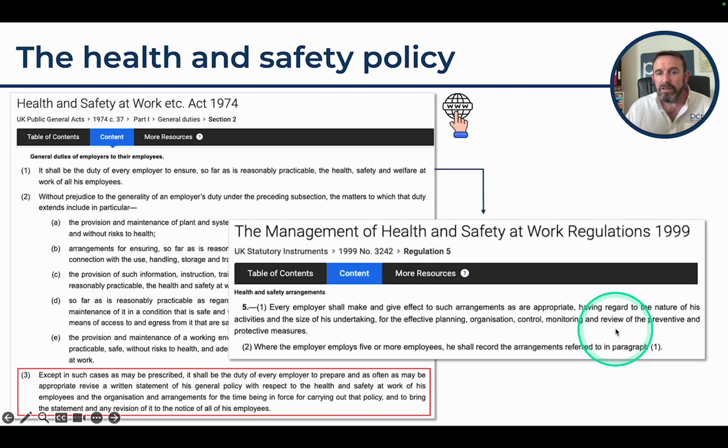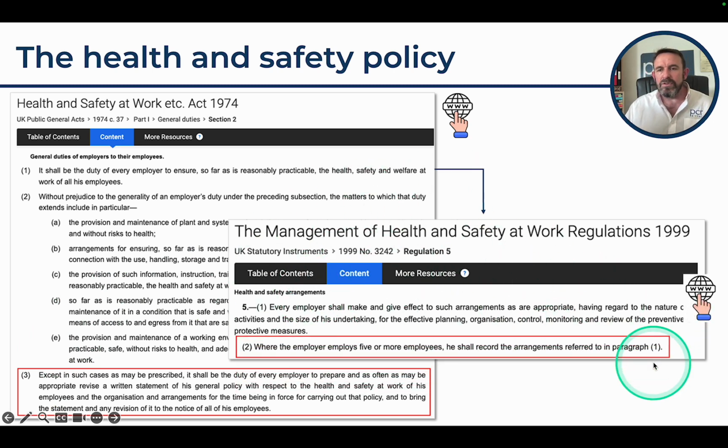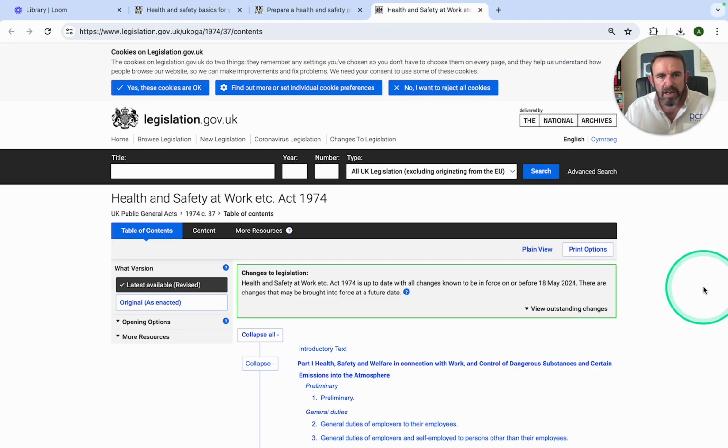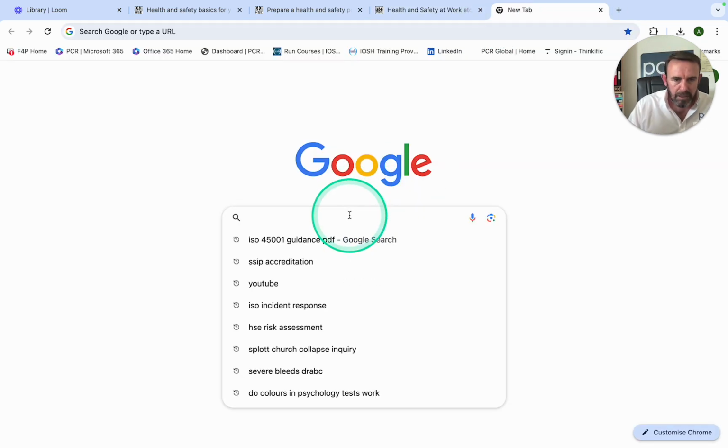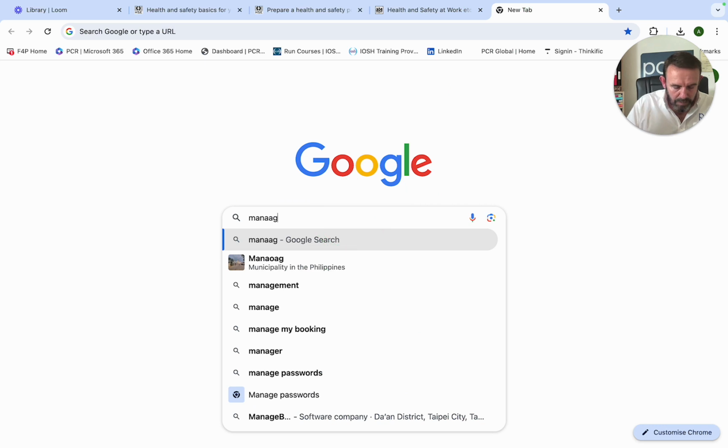So it is law. Now, if we then look at section 2(3), that is then explained a little bit more in the Management of Health and Safety at Work Regulations. And it's saying where the employer employs 5 or more, then we've got to record that. So it's really important. And the management regs are a really important set of regulations. Let me jump into the management regs there.